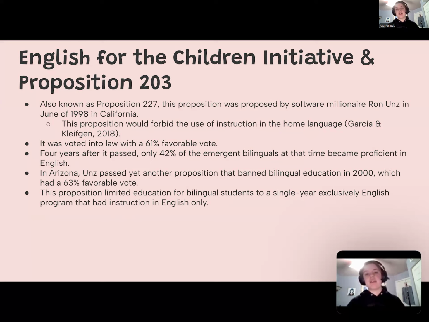In Arizona, Unz passed yet another proposition that banned bilingual education in 2000, which passed with a 63% favorable vote. And this proposition limited education for bilingual students to a single year, exclusively English program that had instruction in English only. While these propositions are no more, this had an impact on language loss in that time and in the future.